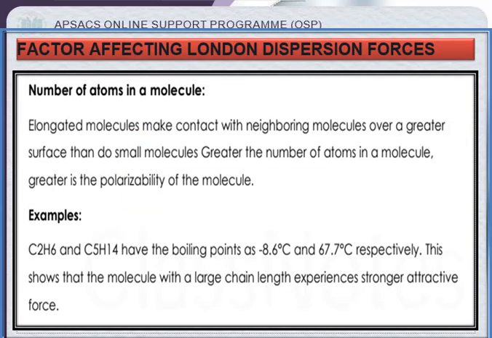Number 3 is number of atoms in a molecule. Elongated molecules make contact with neighboring molecules over a greater surface than do small molecules. Greater the number of atoms in a molecule, greater is the polarizability of the molecule.